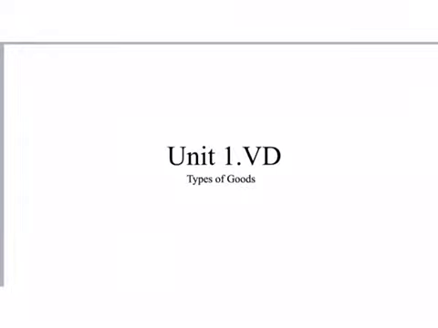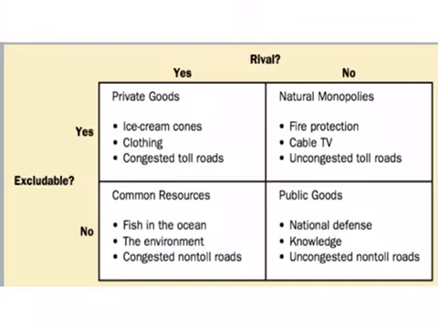Hey students, in Unit 1.5D, we're going to be looking at the different types of goods that will be relevant to our exploration of externalities, especially in the context of the free rider problem and other things that we'll be talking about in class. So let's go ahead and get into these four types of goods.